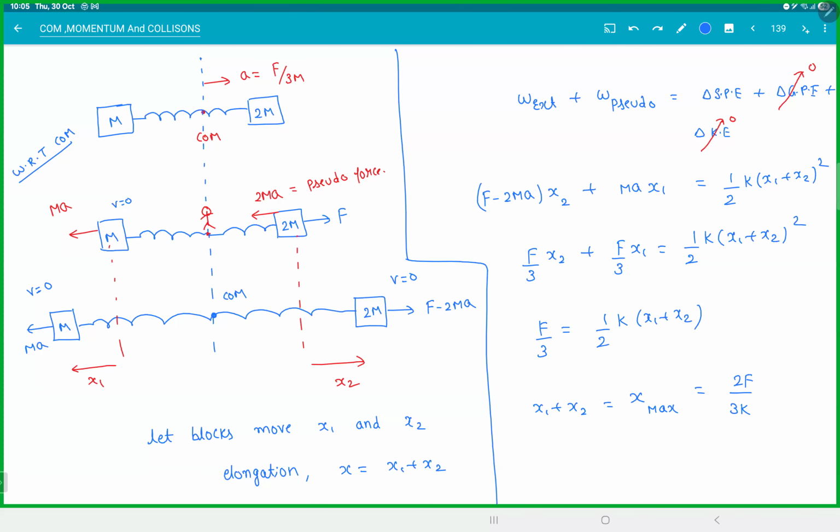Clear with this? This is how you handle this. If you have an external force, you can't conserve energy, you can't conserve momentum. So we go and stand on the center of mass because it is going with a constant acceleration. We apply the pseudo force, we find the work done, and then we equate it to the energy. Check it out. It's a good model. Any doubts on this?